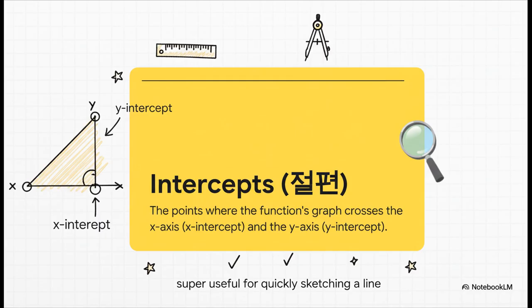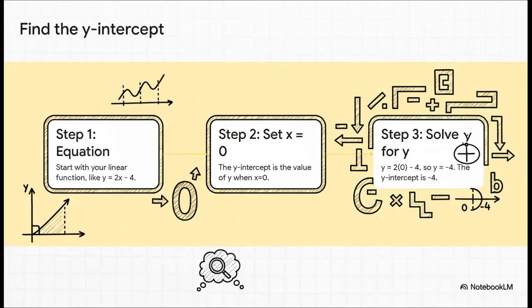The spot where our line hits that up and down y-axis, we call that the y-intercept. And the spot where it crosses the side-to-side x-axis is, you guessed it, the x-intercept. They're super handy for drawing a line really fast. Finding the y-intercept is honestly the easiest thing.